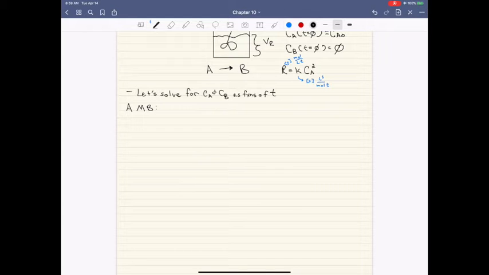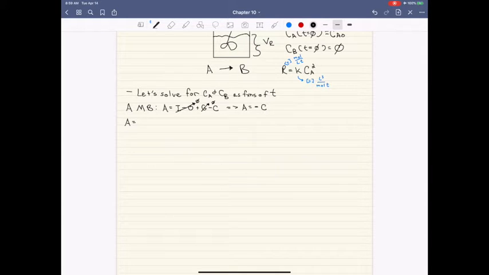Okay? And so here we're just going to write the general material balance equation. Accumulation is equal to input minus output plus generation minus consumption. We're dealing with a batch reactor, which is a closed system, so the input and output go to 0. And also there's no A being generated, so that's also 0. And so what we're left with is that accumulation is just equal to minus consumption.